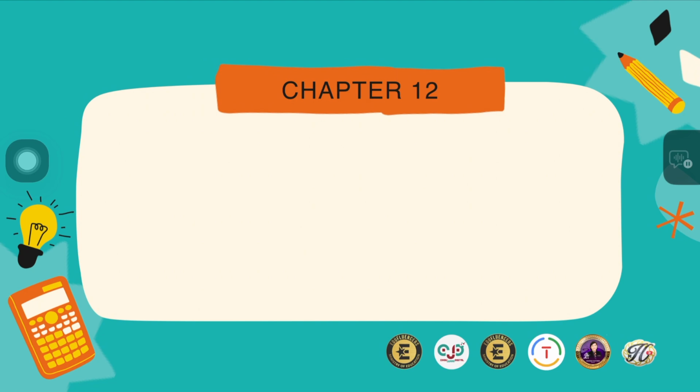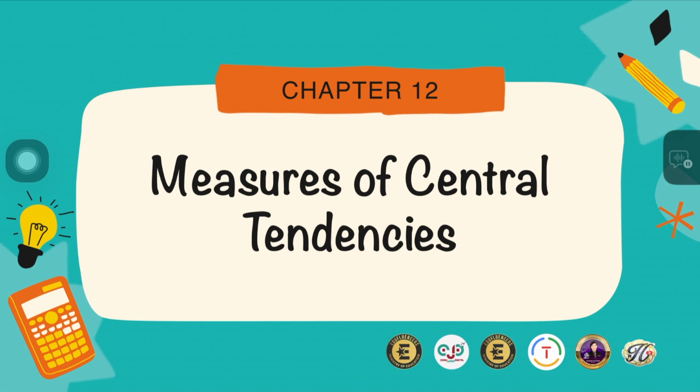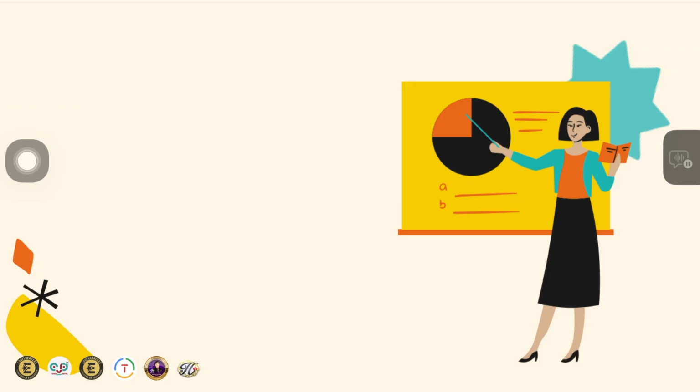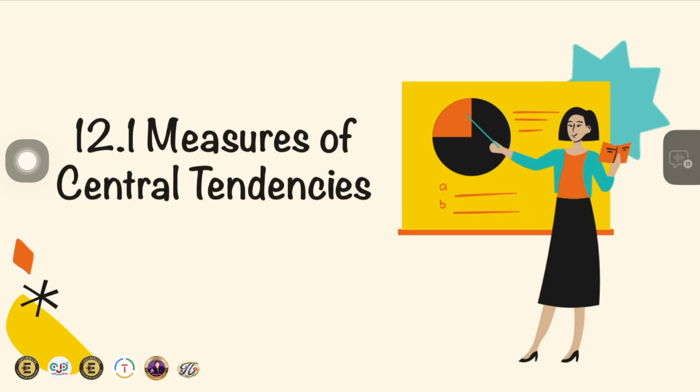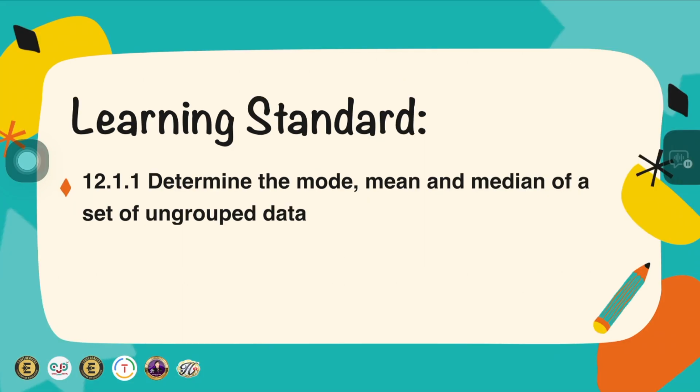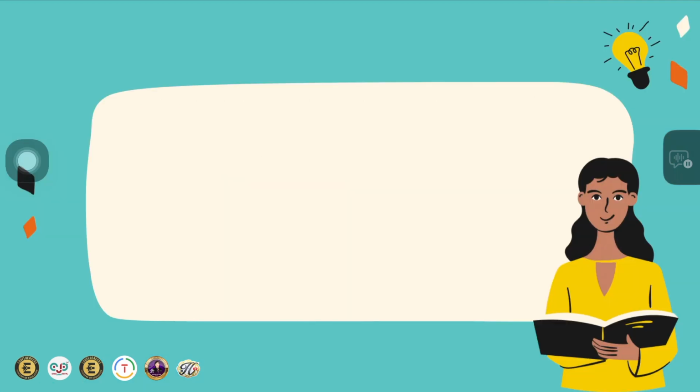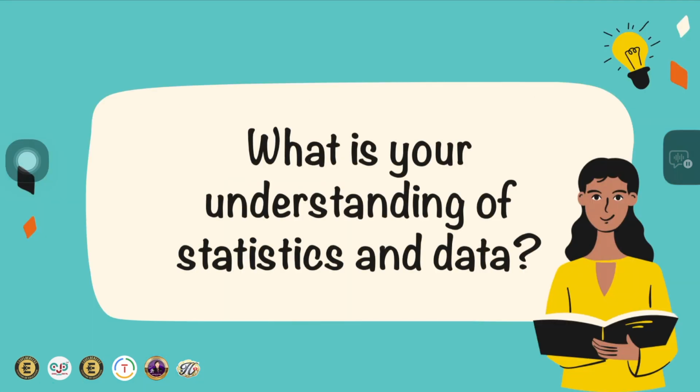Okay, hi everyone. Today we are going to learn a new topic, which is chapter 12, measures of central tendency. This is our content standard 12.1, measures of central tendency. Let's have a look at the learning standard 12.1.1: determine the mode, mean, and median of a set of ungrouped data. Before we dive into the lessons, let's think about what your understanding of statistics and data is.